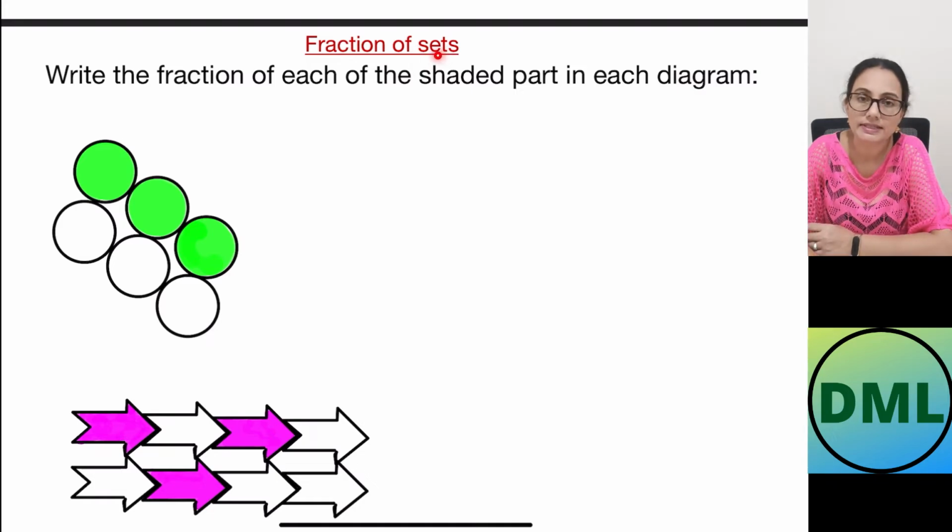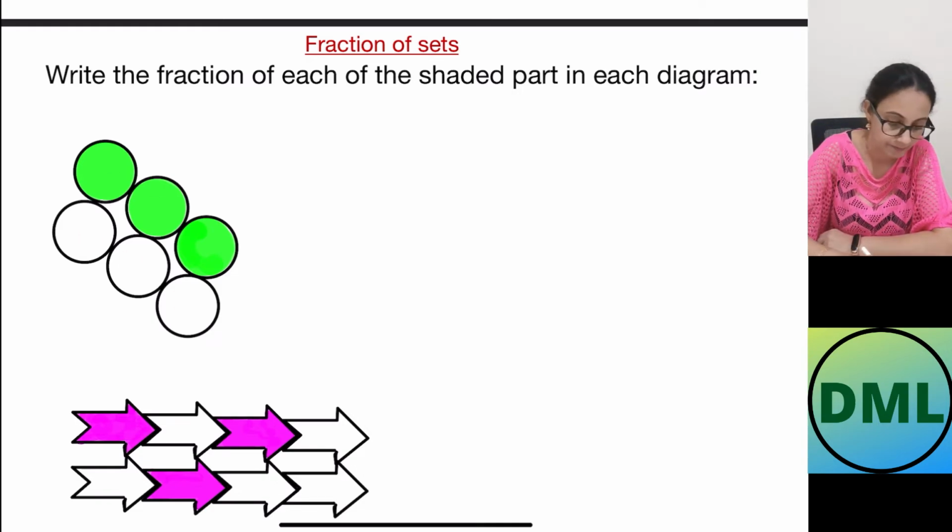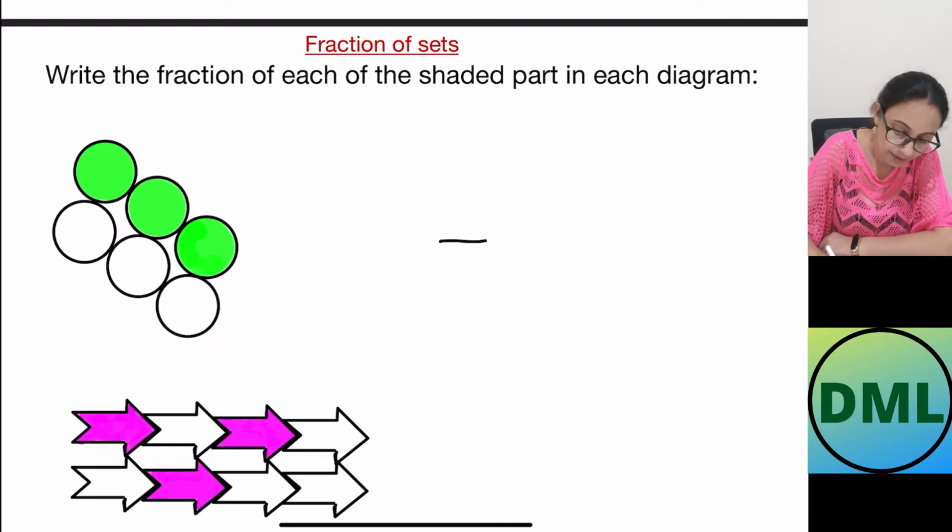Fraction of the sets. Write the fraction of each of the shaded part in the diagram. Now the parts are already shaded for you. You have to write down the fraction of what is shaded. Now we will see how many figures I have first. I have 1, 2, 3, 4, 5, 6 figures. So I will write down 6 in the denominator.